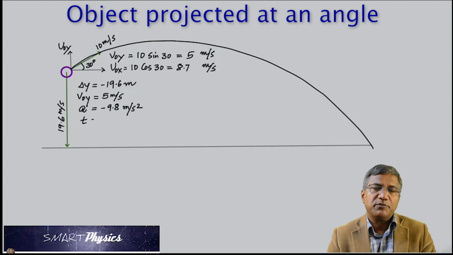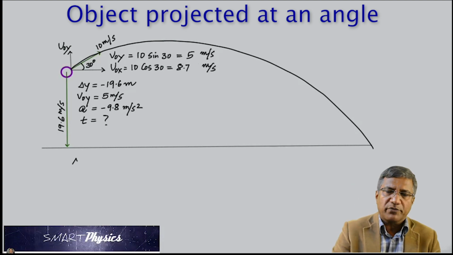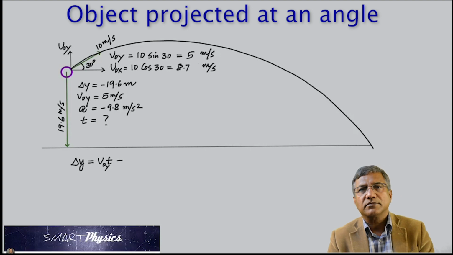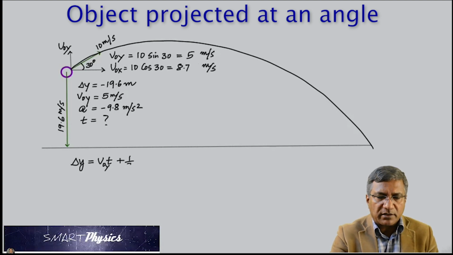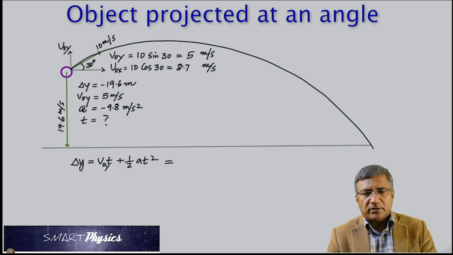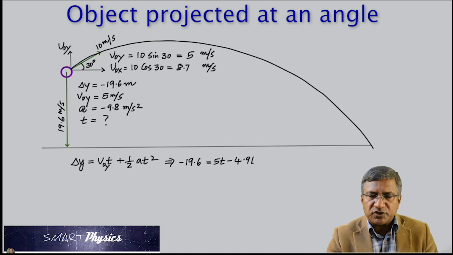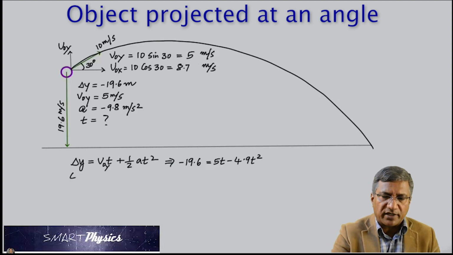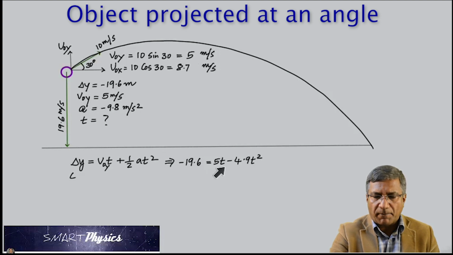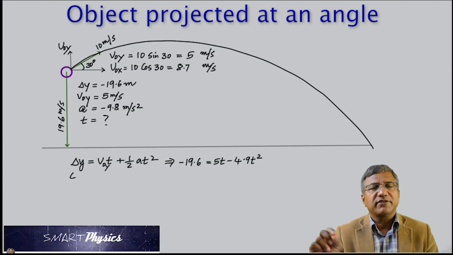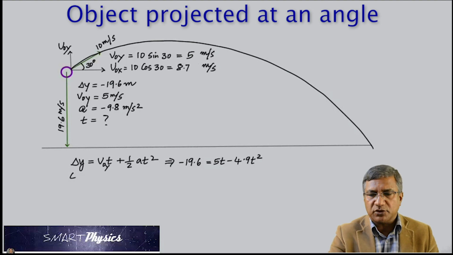So when you find time, you use the same formula as before, which is delta y is v naught t plus 1/2 at squared. So when you plug it into that, delta y is negative 19.6. Then you have 5t minus 4.9t squared. Why 5t? Because v naught y is 5. So that's 5t. And then how do you get the 4.9? Because it's 1/2 times negative 9.8. So 9.8 by 2 gives 4.9.